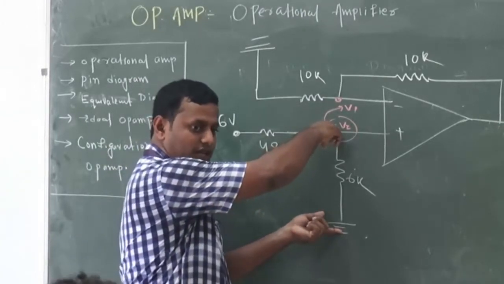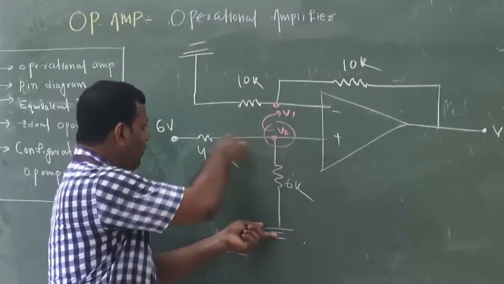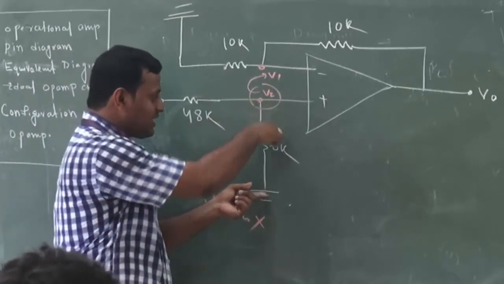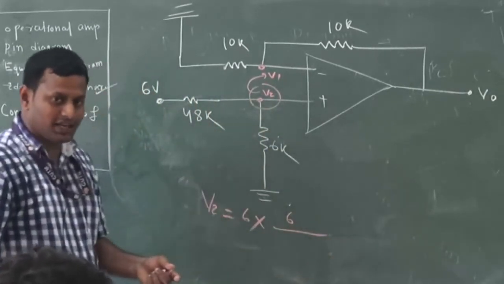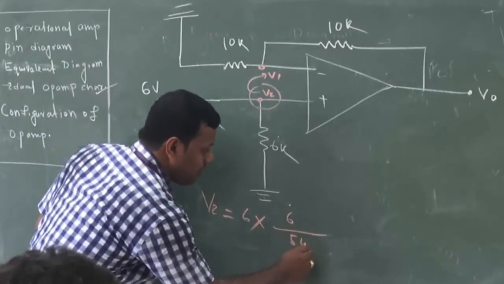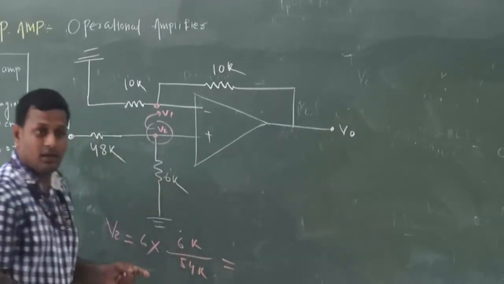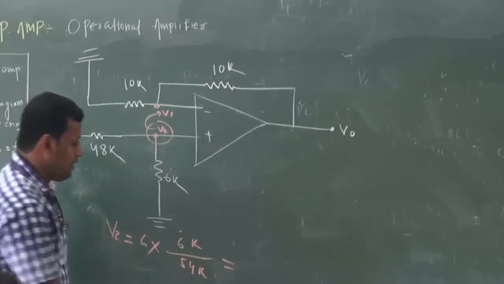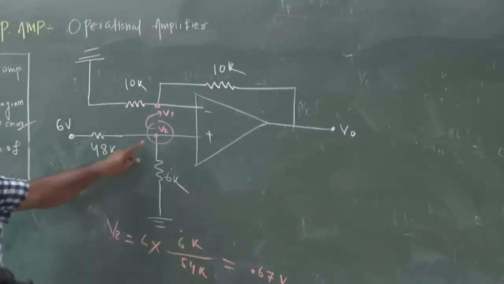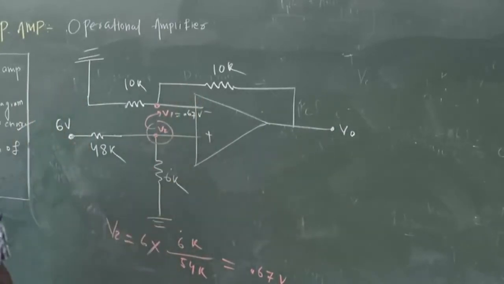V2 is nothing but the voltage over here. So V2 is equal to the total voltage 6 into the same branch resistance, divided by the total resistance. So 6 plus 48, that is 54K. This also is K. So how much will it come? 0.67 volt. So if this is equal to 0.67 volt, then obviously this is equal to 0.67 volt.